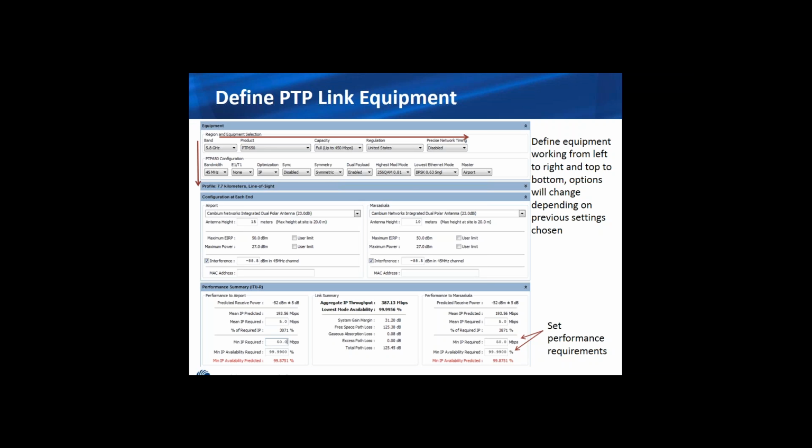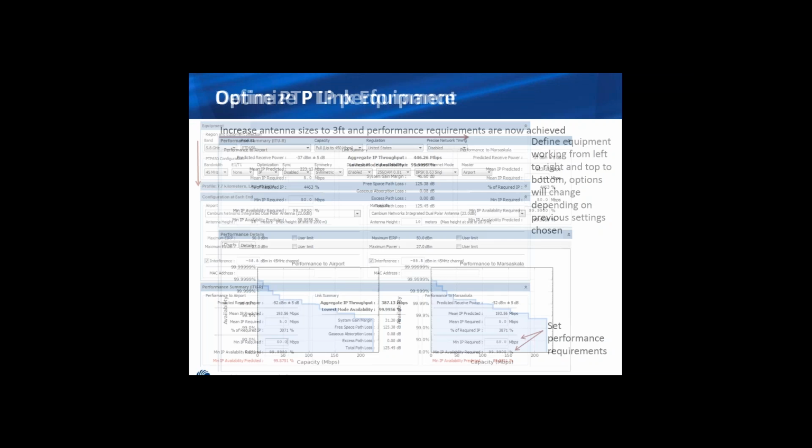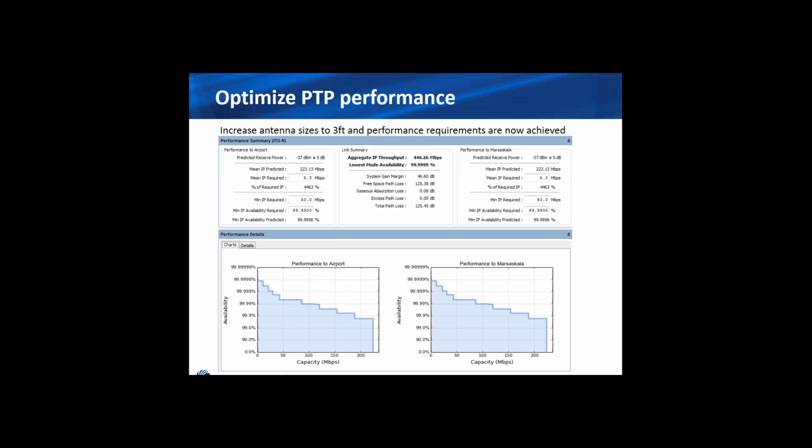So at this point we need to move on and optimize the PTP performance, and we can do that by changing the antenna size. If we increase the antenna size to a 3-foot dish and look at the next slide, we can see that the performance has improved. We've increased the predicted availability. It's changed from red to black, and the link's happy and meets the performance that we've asked of it.